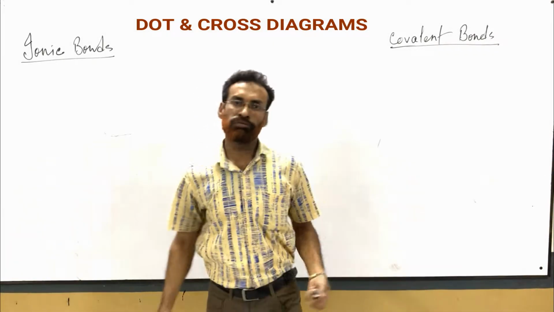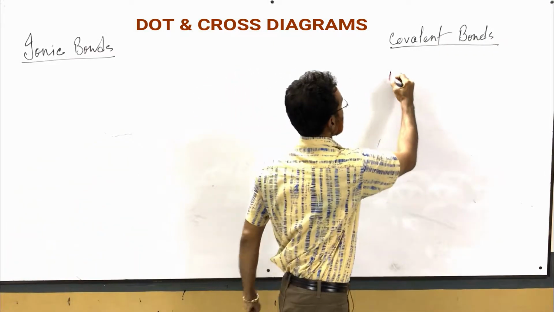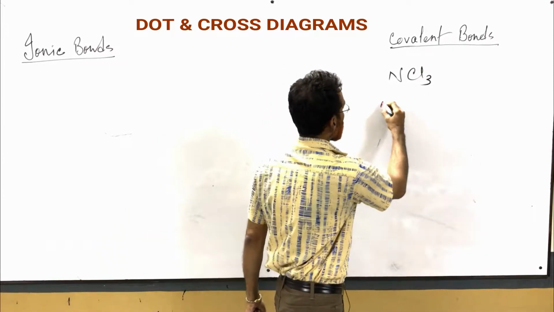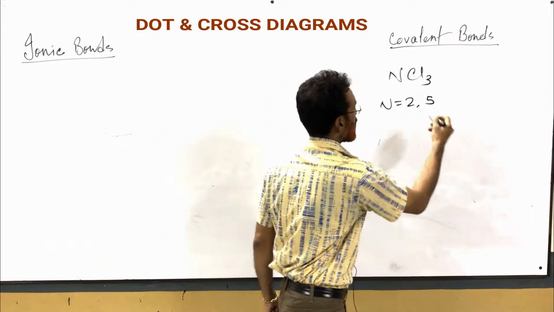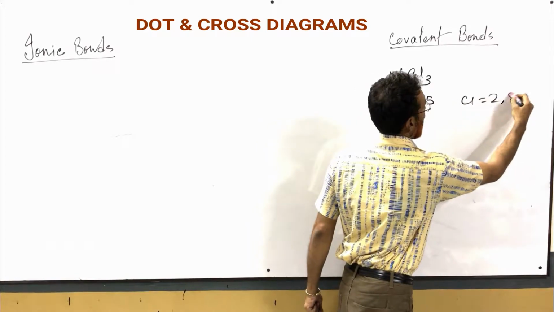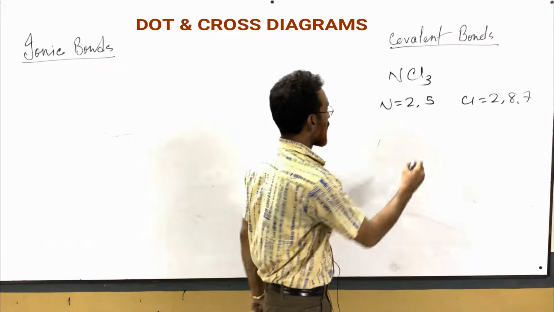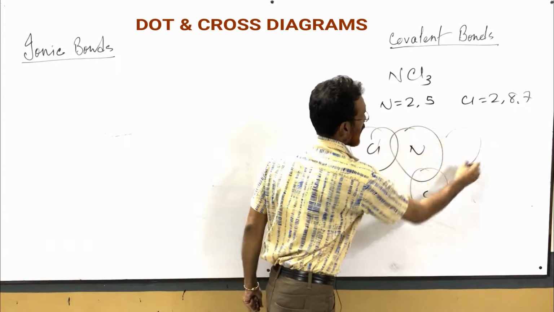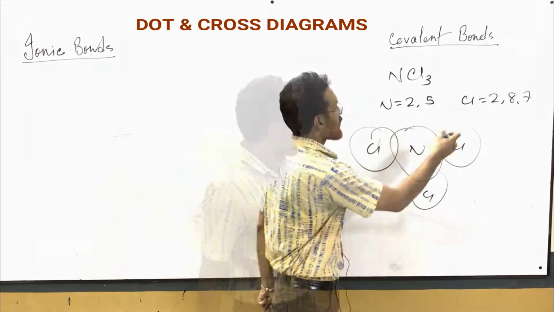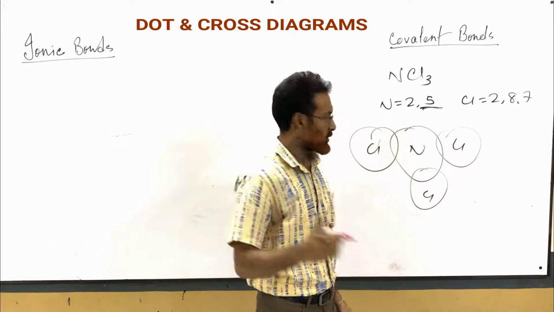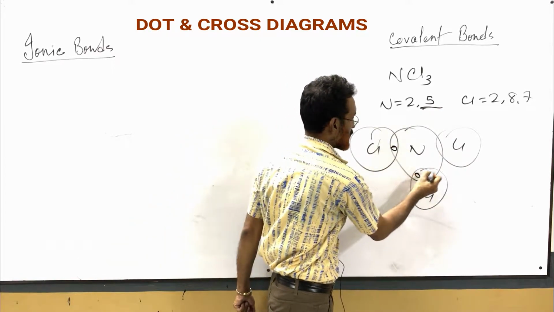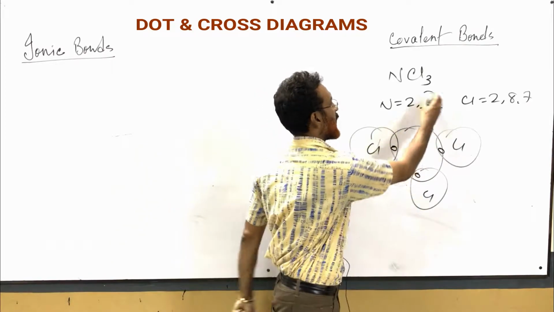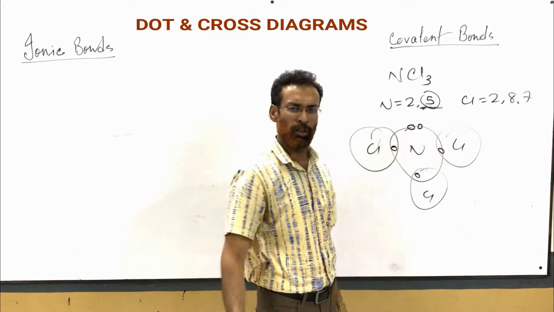And I'm going to show you the last one for today. This is NCl3, which we call nitrogen trichloride. Here we get nitrogen as 2, 5, 3 short. Here is chlorine 2, 8, 7, 1 short. I draw nitrogen first. Here is chlorine, and here is another chlorine atom. So first nitrogen needs 3 electrons, so it sends 1, 2, 3 for sharing. Nitrogen sent 3 for sharing out of 5, and 2 left as what we call a lone pair.